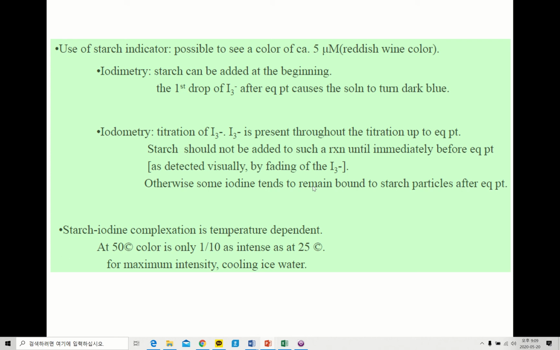Also, the starch-iodine complex formation is temperature dependent. At 50 degrees C, the color is only 1/10 as intense as at 25 degrees C. So increasing temperature is not wise. For maximum intensity, cool your solution using ice water.